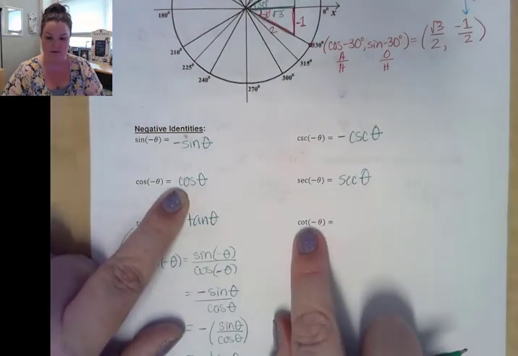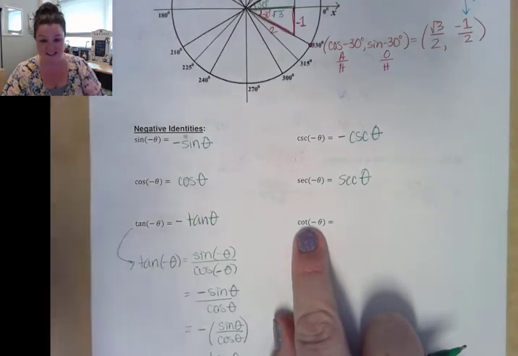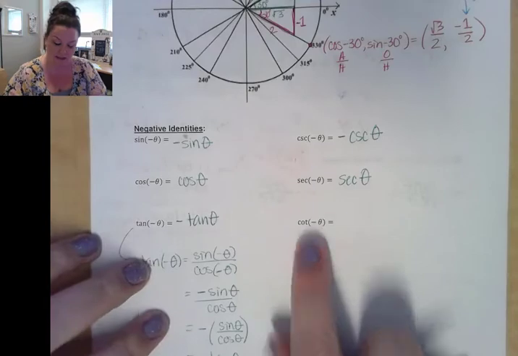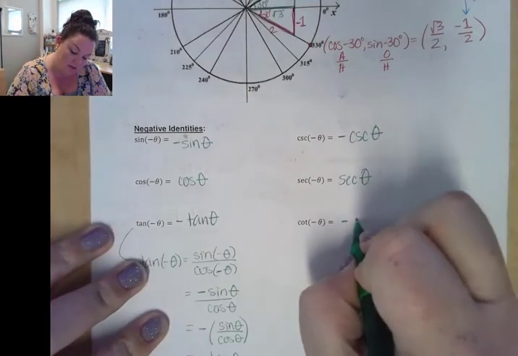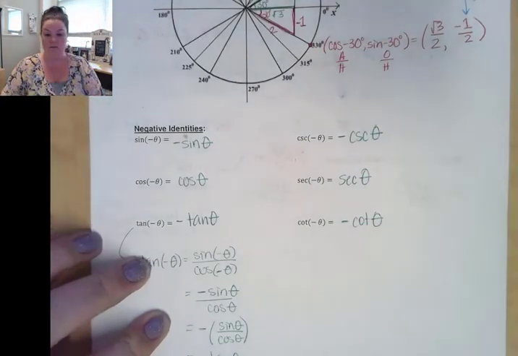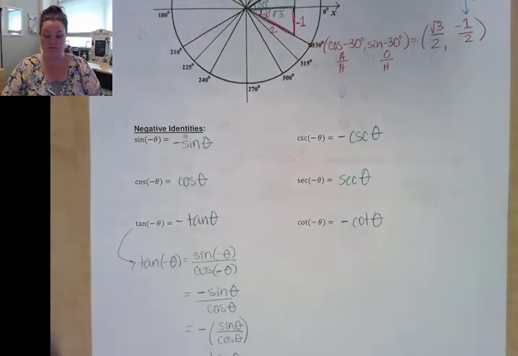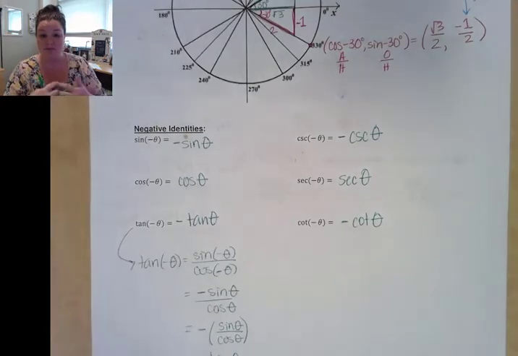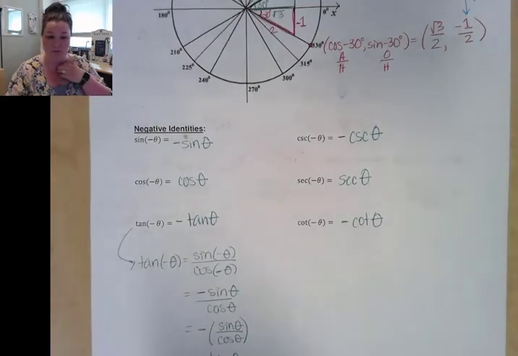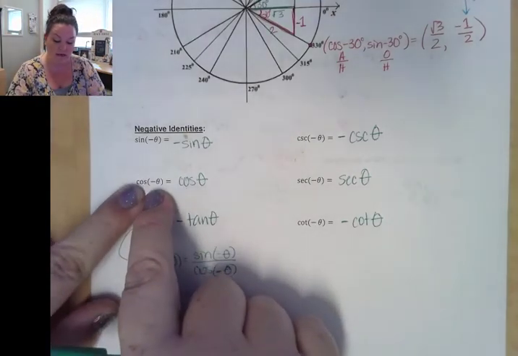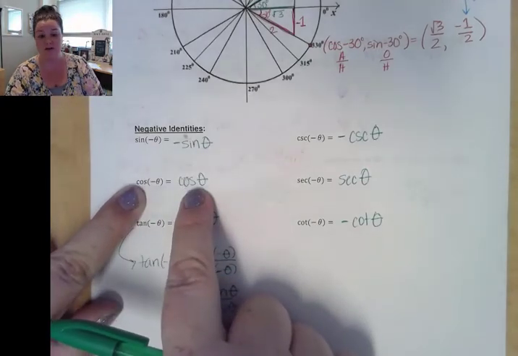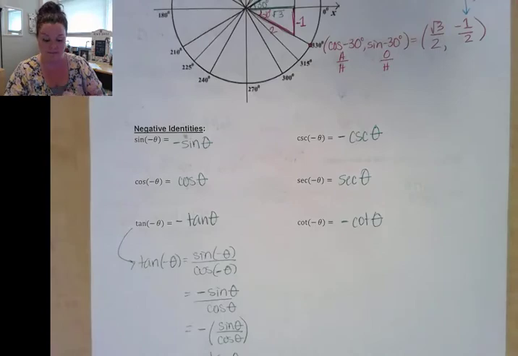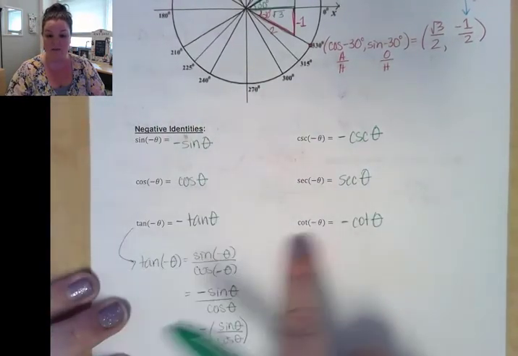Right? And the same thing with cotangent. Cotangent does involve the sine value, right? And since the sine value becomes negative, then our cotangent value will also become negative. Okay? So again, this is going to come in handy when we're simplifying problems to know that if we have cosine of a negative angle, it's going to end up being the cosine of the original angle, things like that, just for simplifying purposes.